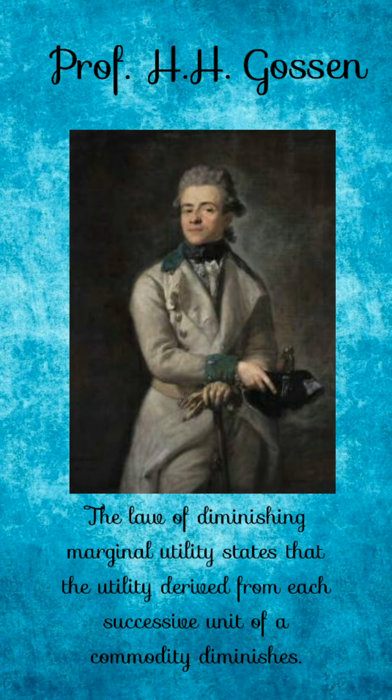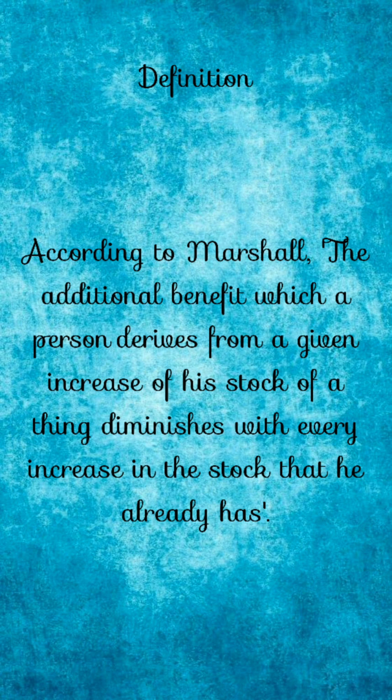Later, the law of diminishing marginal utility was propagated and popularized by a British economist, Professor Alfred Marshall, a founder of the neoclassical school of thought. According to Professor Alfred Marshall, the additional benefit which a person derives from a given increase of a stock of a thing diminishes with every increase in the stock that he already has, which means, as a person goes on increasing the consumption of a commodity, every increased unit of the commodity results in a decrease in the utility.